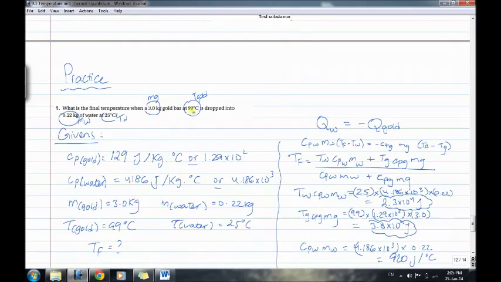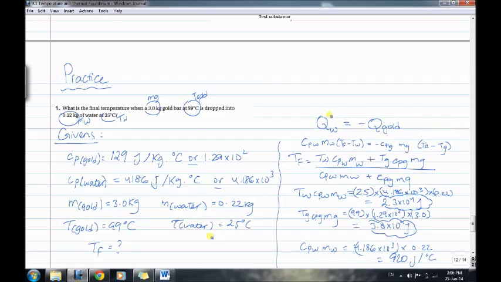Now, we know that the mass of the gold is 3.0 kilogram, and the mass of the water is 0.22 kilogram. We also have the temperature of the gold, which is 99 degrees Celsius, and the temperature of the water, which is 25 degrees Celsius. What do they want? They want the T final, or the final temperature, the TF.